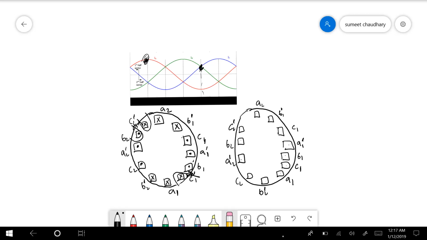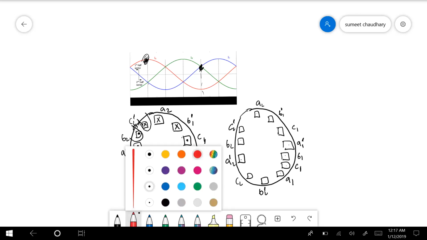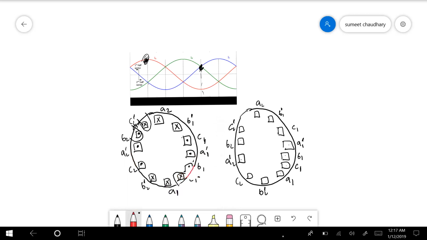Sorry, I think the arrow is not very clear. Let me draw it with another color. This is your C1 dash, and that is your B1. So it goes in like this, and this is your B1, right? So you have another arrow going in this direction. This is the direction of your magnetic field. At the same time, by the right hand corkscrew rule, you'll have an arrow in this direction, and another arrow going in this direction.